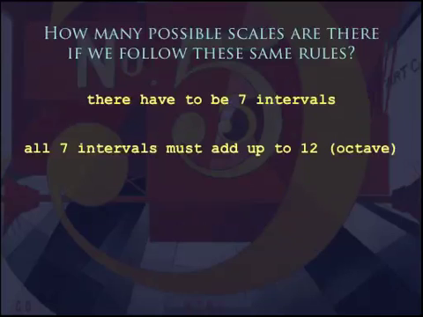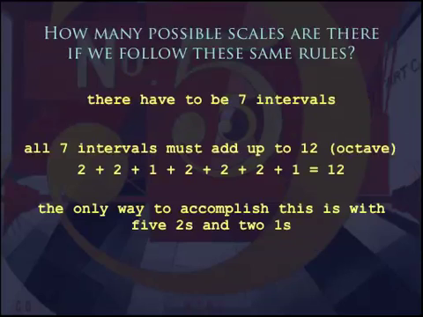And because the pattern needs to repeat in each octave, that means that the intervals have to add up to an octave, in other words, 12 semitones. And so here's an example of that, the major scale. 2 plus 2 plus 1 plus 2 plus 2 plus 2 plus 1 equals 12. And so that pattern repeats in each octave. Turns out that the only way to accomplish this with 7 different intervals is to use 5 intervals of 2 and 2 intervals of 1.